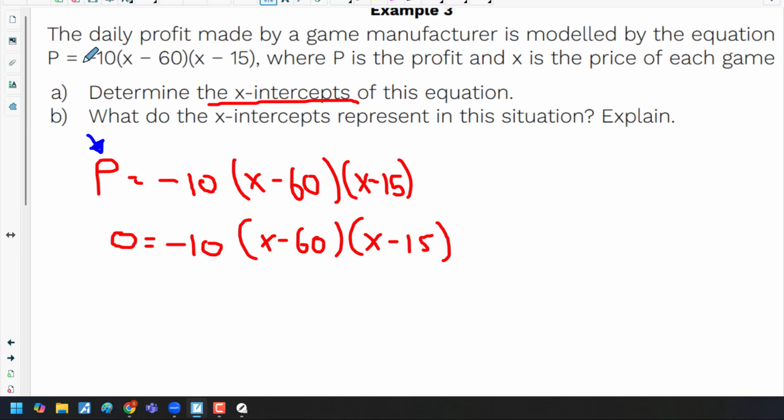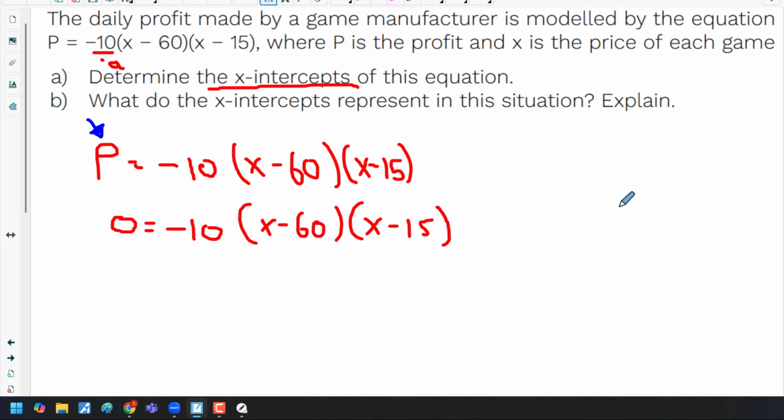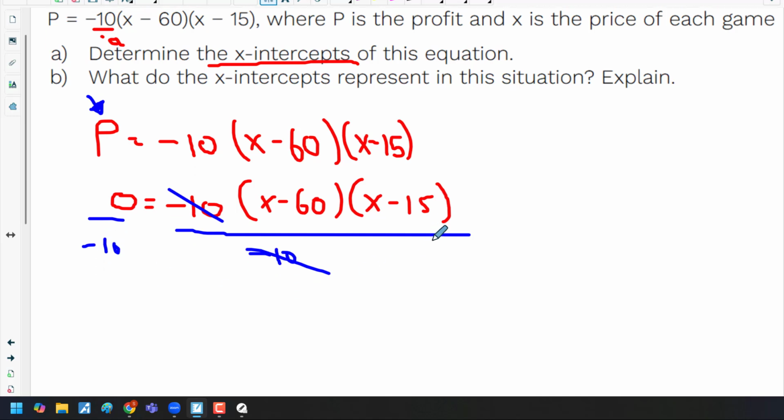So your a value is this value in front here. 10 is your a value. In case you're wondering, every form has an a value. So vertex form, standard form, factored form all have an a value. Sometimes the a value is 1, so you don't really see it, but it's there. And the first step is to always divide both sides by that a value to just simplify everything.